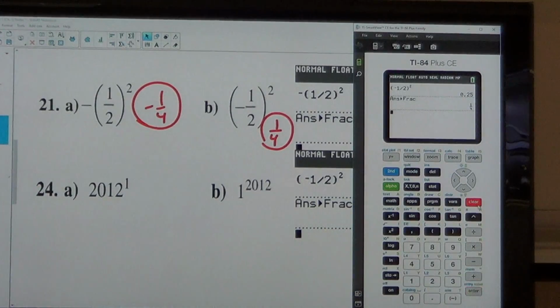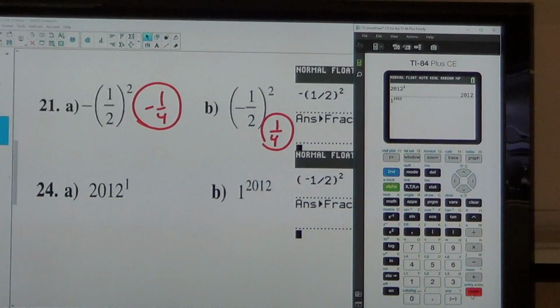Number 24, we are doing 2012 to the first power. And we are doing 1 to the 2012th power.